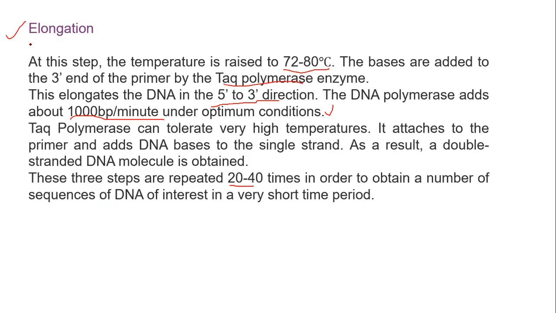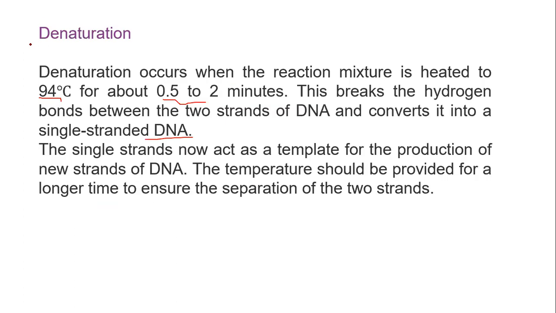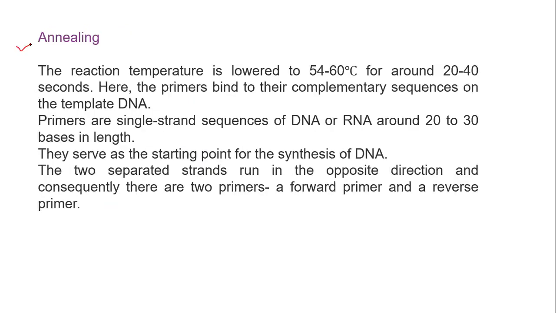You have to repeat it 20 to 40 times. Okay, what is the temperature for elongation? 70 to 80 degrees Celsius. Then denaturation comes, where the temperature is 94 degrees, but it's for a shorter period of time, that is 0.5 to 2 minutes. After that, the annealing comes.